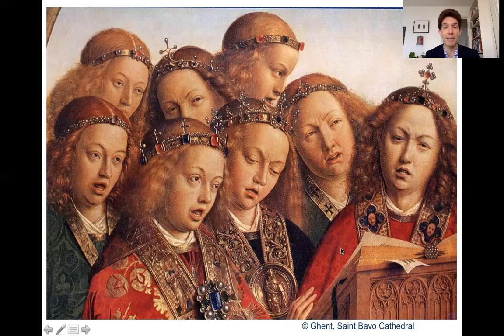And of course, at the same time, look at how the dresses of this angel, the crowns of these angels, become the occasion for Van Eyck to depict the variety of the surfaces, of the materials, of the clothes, and of the metals in which these jewels are made.